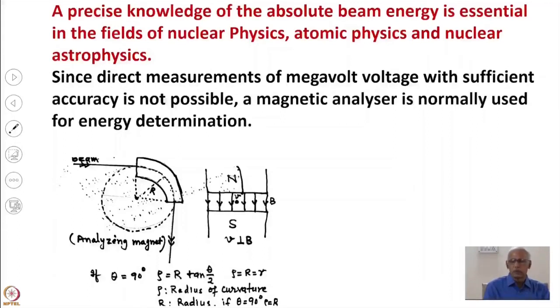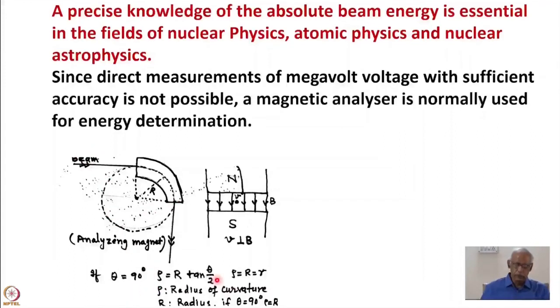Since direct measurement of megavolt voltages with sufficient accuracy is not possible, a magnetic analyzer is normally used for energy determination, and that principle is given here. Suppose there is a sector magnet here, and a well-defined beam is coming in. If there is a magnetic field here, which has north and south pole, where v is the velocity and B is the magnetic field, then as per the Lorentz force the beam will follow a circular path and come out of this. Only a beam of particular energy will come out, which I will give in the next slide.